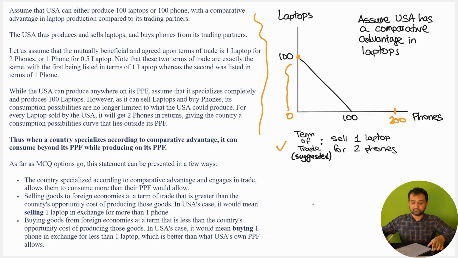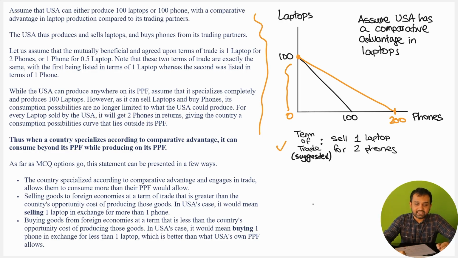Because remember, it was trading with its trading partner at a rate of 1 laptop for 2 phones. This is a hypothetical terms of trade. So if it was able to do that, it means that USA could consume on the orange line while producing on the black line. The black line shows the production possibility curve. The orange line is showing the consumption possibilities based on the terms of trade suggested. So this explains how an economy can consume beyond its PPF while producing on it.